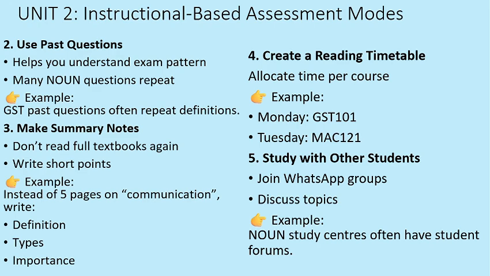So the third one is make summary notes. Don't read the full textbook again. Don't just read stories. Learn how to read useful materials. Learn how to read the useful point, the main point in the material. Although you might see a book and be like, where do I start from? When you are reading a particular content, you should be able to understand when what you're reading is not having meaning. Just look for the main point there.